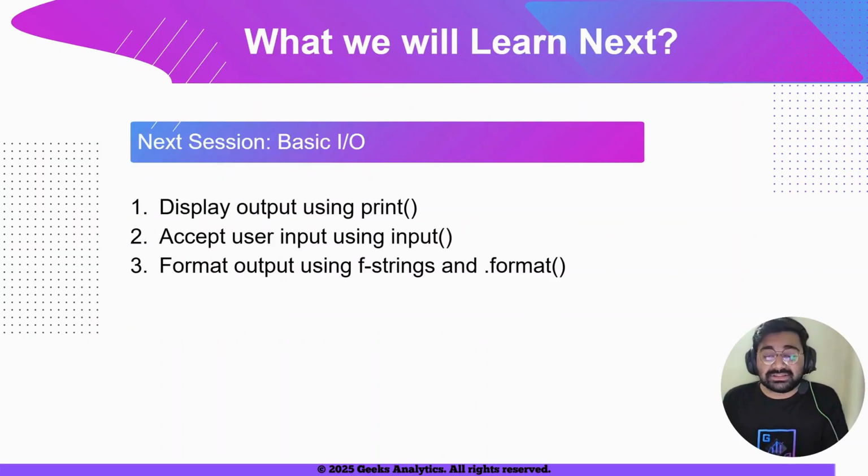And in the next session, we're going to learn basic input and output. Till now we were seeing how to print certain values and the values of variables. From the next session, we'll also learn how to take input from a user, to make our code more interactive, and how we can change the format of output, having more control over it using f-strings and the dot format built-in function in Python.